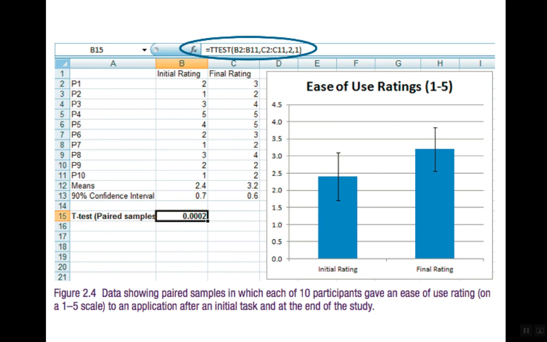It seems that the person's ratings increased, for whatever reason, from the initial to the final. It could be because they received more information, or because they got more experience, but the numbers are showing an increase. And again, if you look at these ease of use ratings on the right in the bar chart, you'll see that the confidence intervals, or the error bars, are not overlapping with the other means.